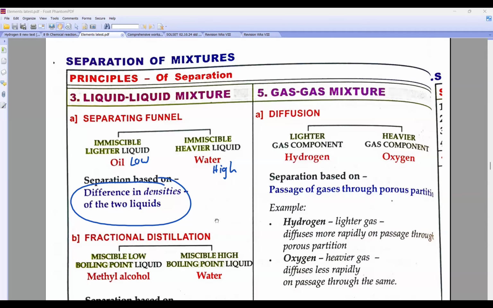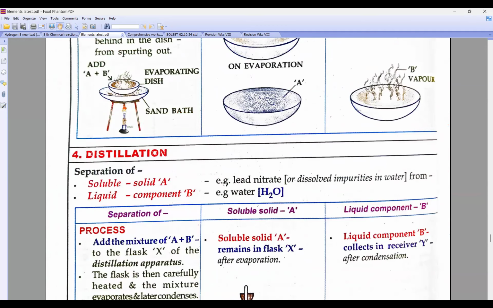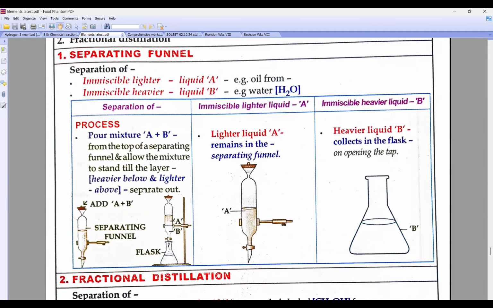Yes, sir. So look how we are going to separate it. We use this separating funnel when a diagram based question is asked. Instead of oil, I can sometimes use the word kerosene also. Oil and water: who is your upper layer? Oil. Who is your lower layer? Water. So who will come out first? Here there is a knob. The water will come out first, and once the water finishes, I'll close that knob.